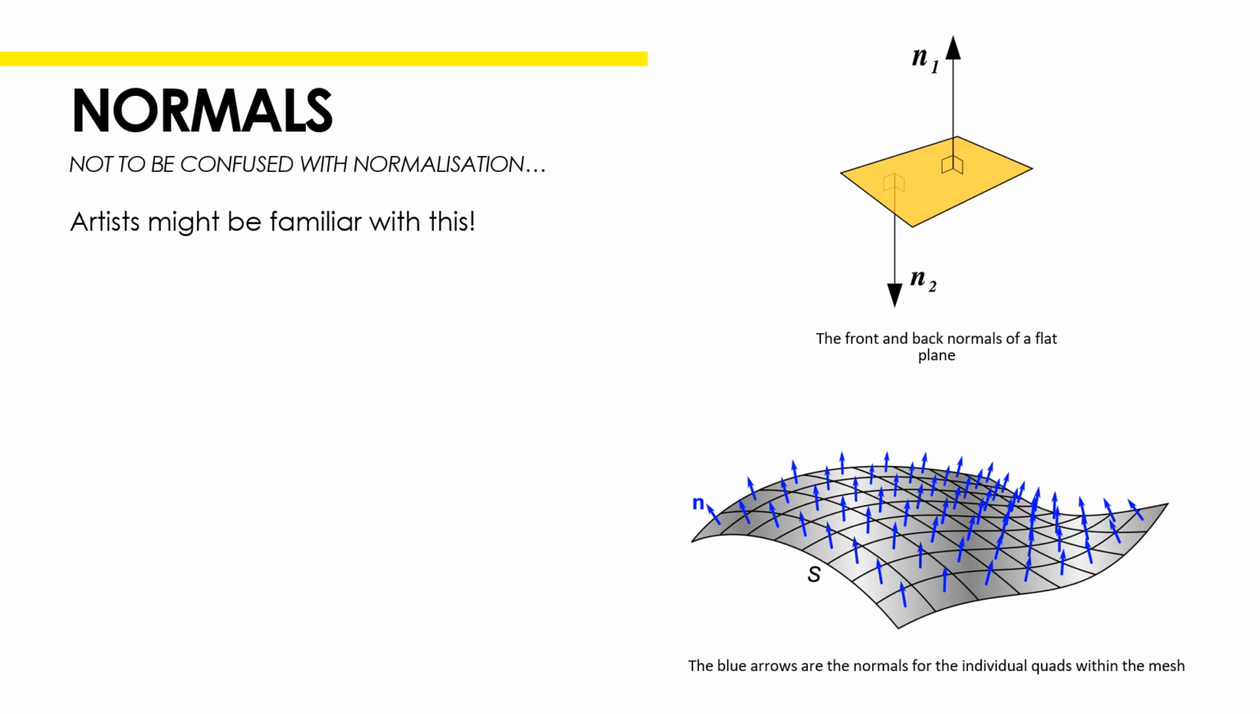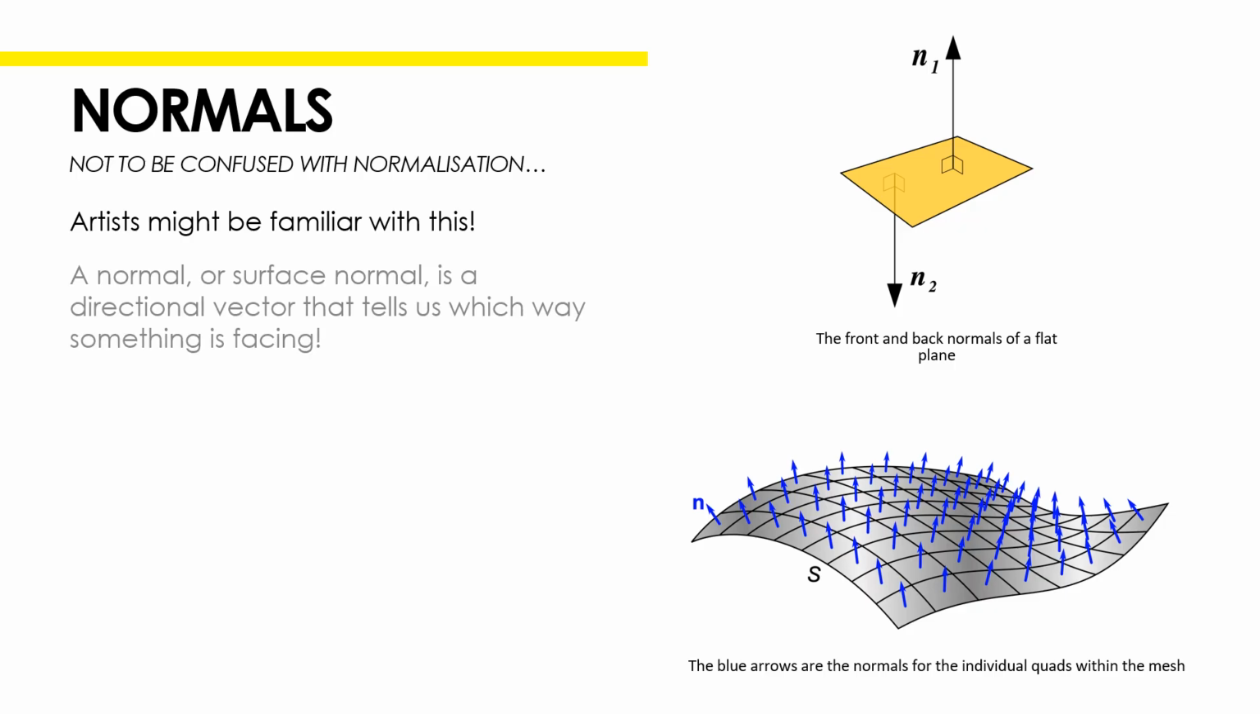Normals. Not to be confused with the normalization that we discussed earlier. If you've done much computer arts, then you're probably familiar with the concept of normals and how if they are incorrect, your object is going to look weird when it gets shaded. A normal, or a surface normal, is the direction that tells us which way something is facing. If we have a flat plane, the normal is facing up.